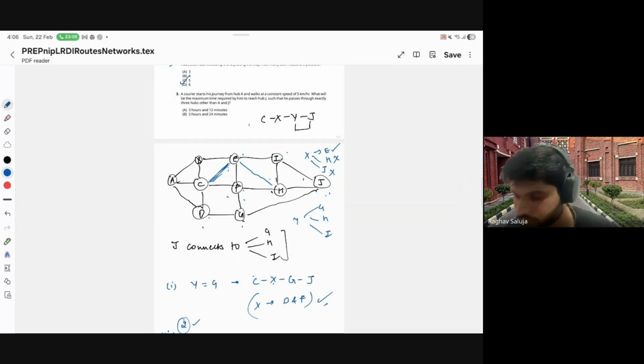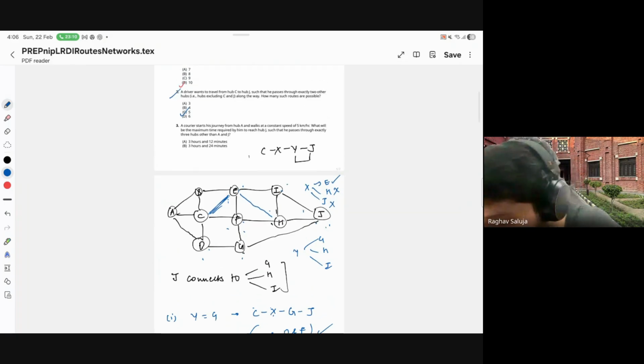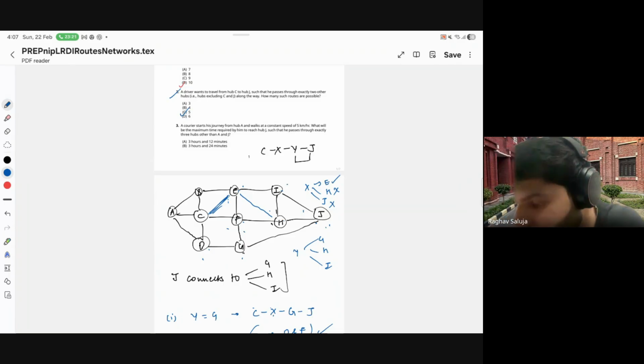ठीक है. Question number 3. A courier starts his journey from hub A and walks at a constant speed of 5 km per hour. What will be the maximum time required by him to reach hub J such that he passes through exactly 3 hubs other than A and J?